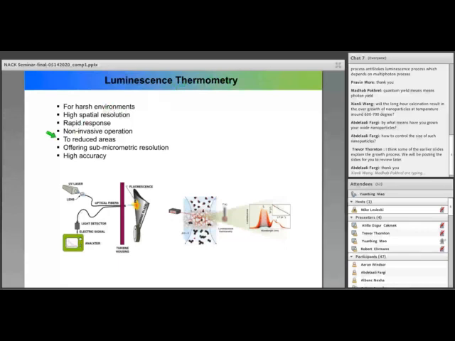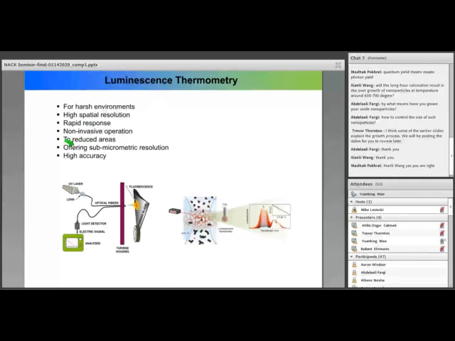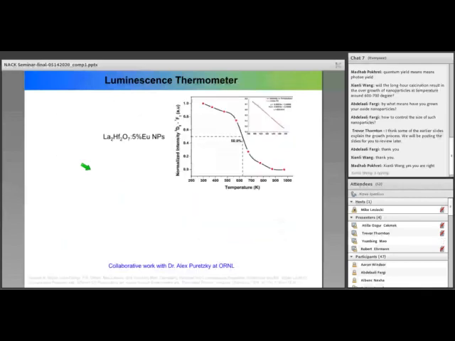So I'm mentioning a few advantages and the needs for this type of luminescent nanoparticles. The important one is how do we measure the temperature of the reduced areas? That is where this comes in. But the current thermometry materials may not work that well, so that's why we want to work with nanomaterials. So here you will see that we use this composition.